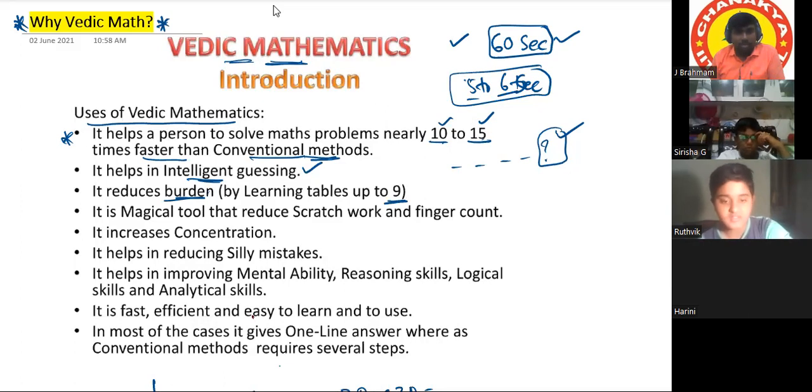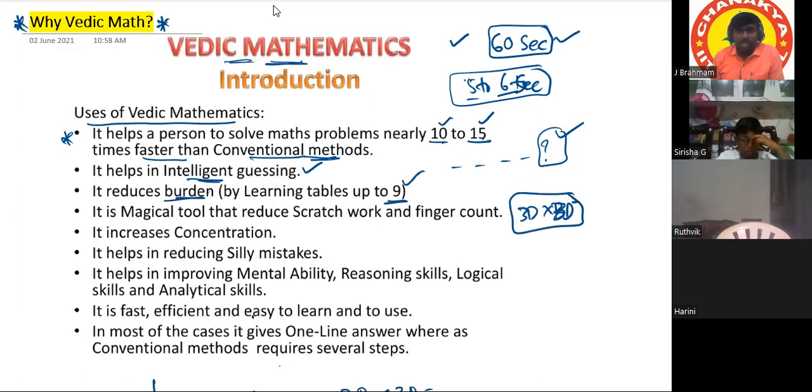If you know 9 tables, that is enough to do many questions, many big questions also. Even, as we already mentioned, 3-digit into 3-digit also we can do in one step. And for this purpose also we need only 9 tables. Okay, next. It is a magical tool that reduces scratch work and finger count.